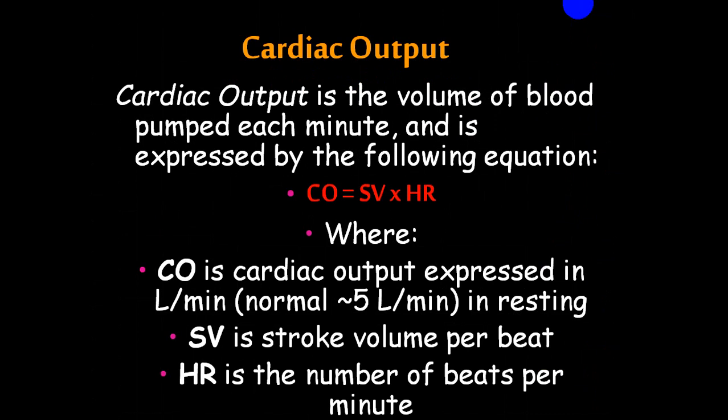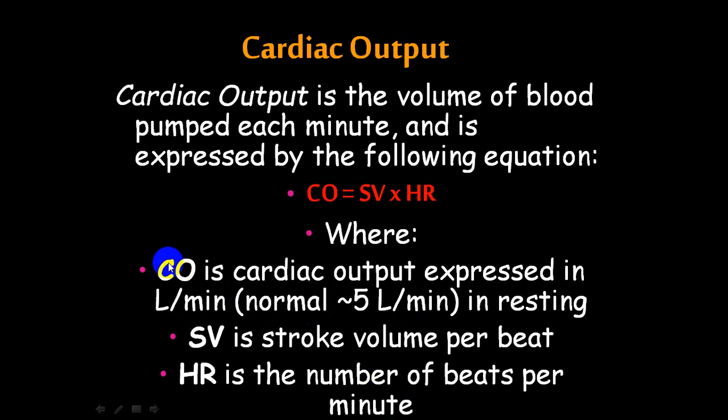What is the cardiac output? Cardiac output is the volume of blood pumped each minute and is expressed by the following equation. Cardiac output equals stroke volume times heart rate, where the cardiac output is expressed in liters per minute or milliliters per minute, normally in the healthy adult at resting state around 5 liters per minute. Stroke volume is the volume per beat, while heart rate is the number of beats per minute.